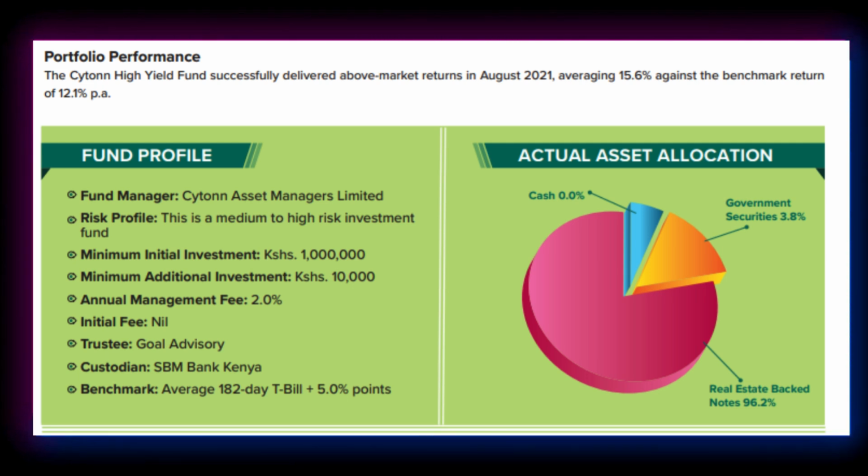Now, let us look at the actual asset allocation. The actual asset allocation under this fund was the real estate backed notes were 96.2%, and basically this is in real estate. And then the government securities were 3.8%, and then we had 0 in cash.